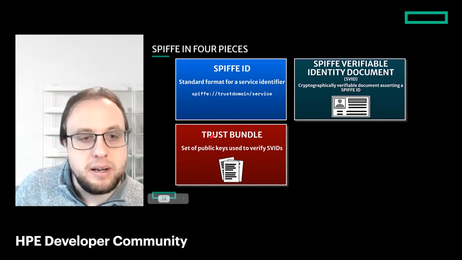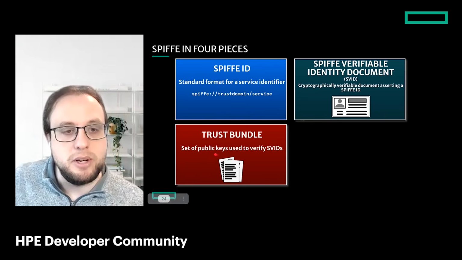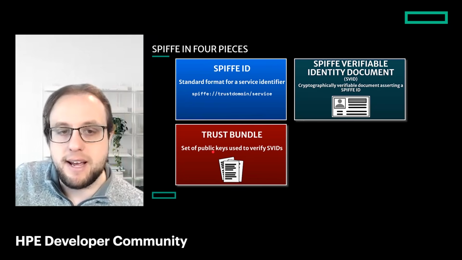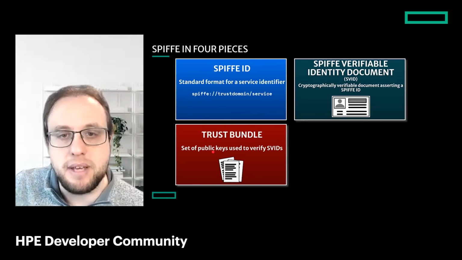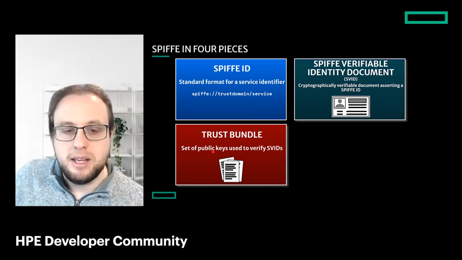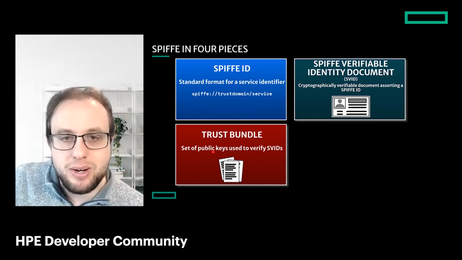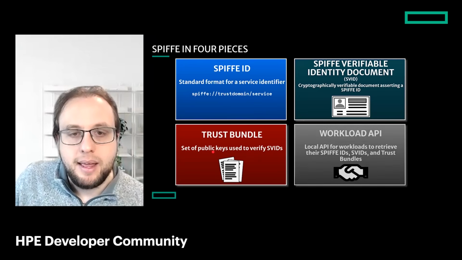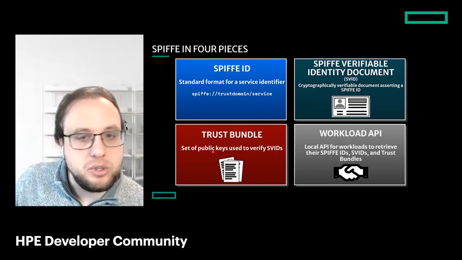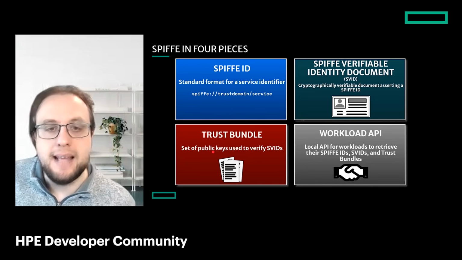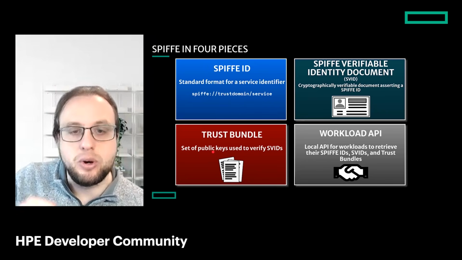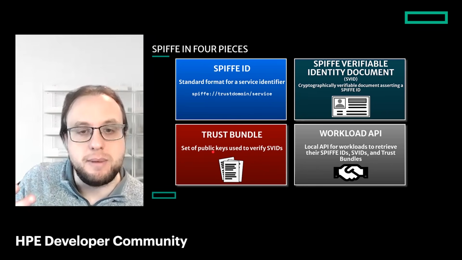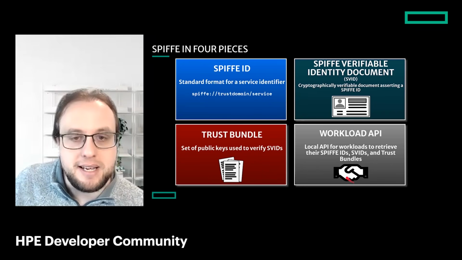Then the standard specifies how to distribute what we call trust bundles, which are the keys that you need to verify an SVID. So this is just like the certificate bundle that you might have in your server or in your web browser in order to verify certificates already. And then finally, there's what we call the workload API. This is an API that allows a workload to retrieve its current SPIFFE ID, its SVIDs, and its trust bundles.